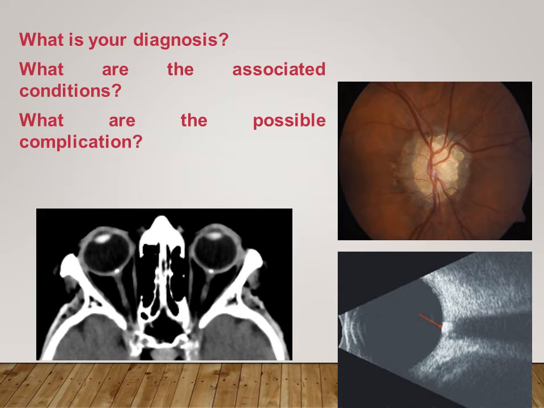This is optic disc drusen, shown in the photo here and in the ultrasonography here, while lowering the gain, as it is a calcification of the optic disc, and it is also shown here in the CT scan. This condition may be associated with retinitis pigmentosa, angioid streaks, Usher syndrome and other syndromes. What are the possible complications? The most common complication is juxtapapillary CNV, choroidal neovascularization, and also anterior ischemic optic neuropathy.